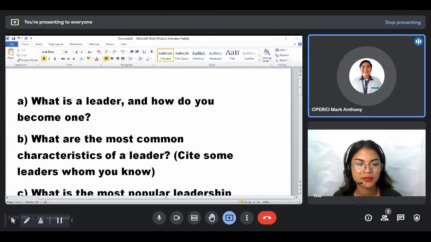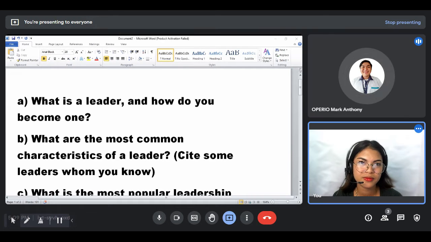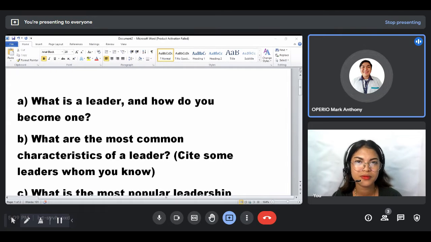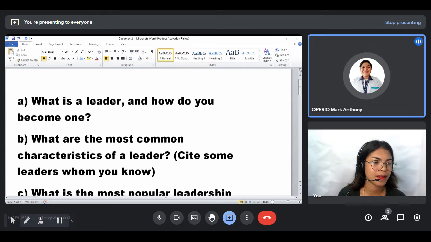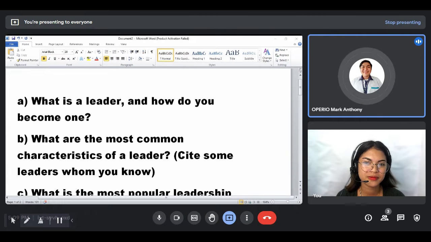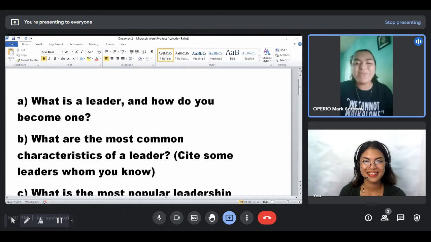So in short, to become a leader, you must listen to the people that you're handling. As a leader you have a voice to command, but at the same time you must listen to their opinions so that everyone will be united. Okay, that is my answer for letter A. So let's proceed to letter B.